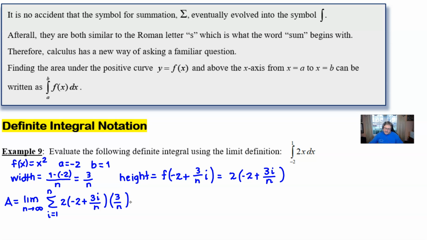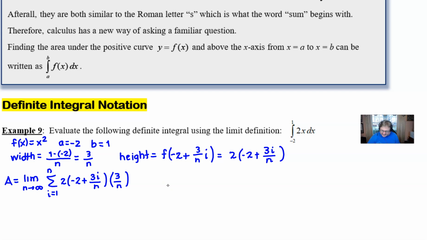All right. Now, what I would suggest at this stage is we clean this limit expression up a little bit. I'm always a big advocate for getting our common denominator. And so we do that first, and we would find that this -2 would need to multiply itself by n over n. And so we'd have -2n plus 3i all over n. And then, of course, our width 3 over n is in the back there.